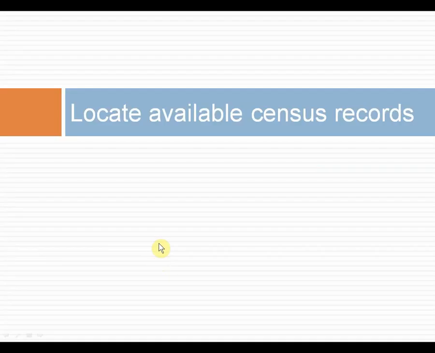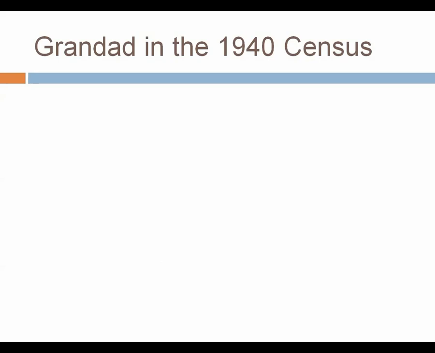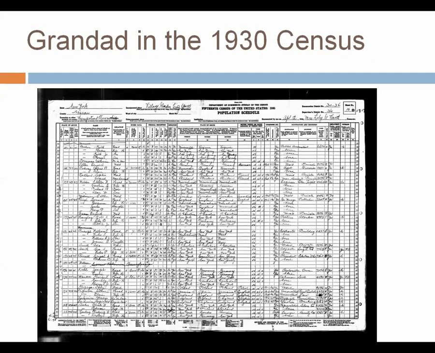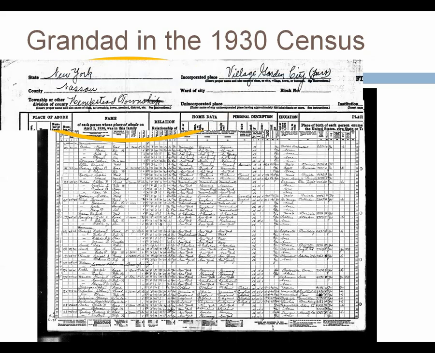So I'm going to start with the most recent census records available for William Edward Rudolph, and that would be the 1940 census. So I looked for him in the 1940 census, did not find him. That's probably because he was in South America at that time. But I did find him in the 1930 census, and so I'm going to want to record all the information I can that might be useful to me in this census.